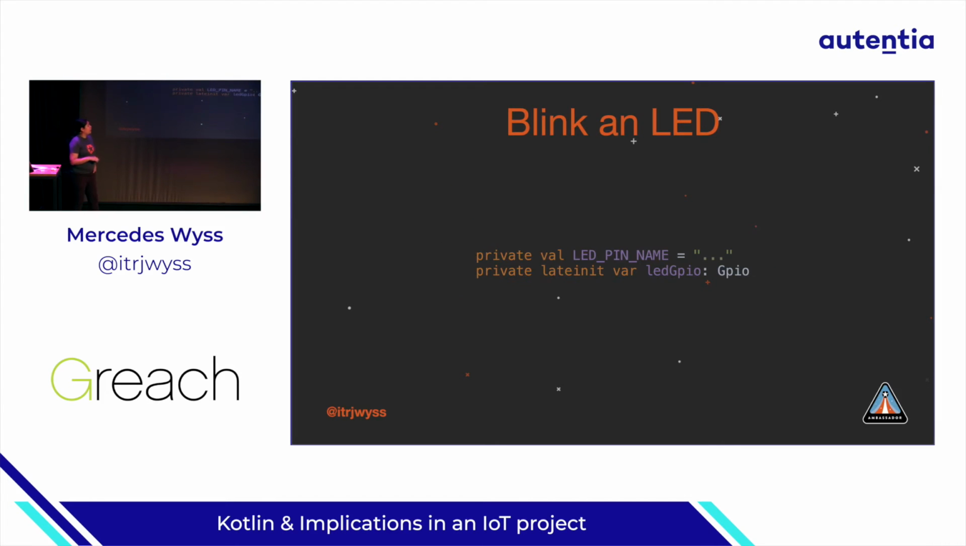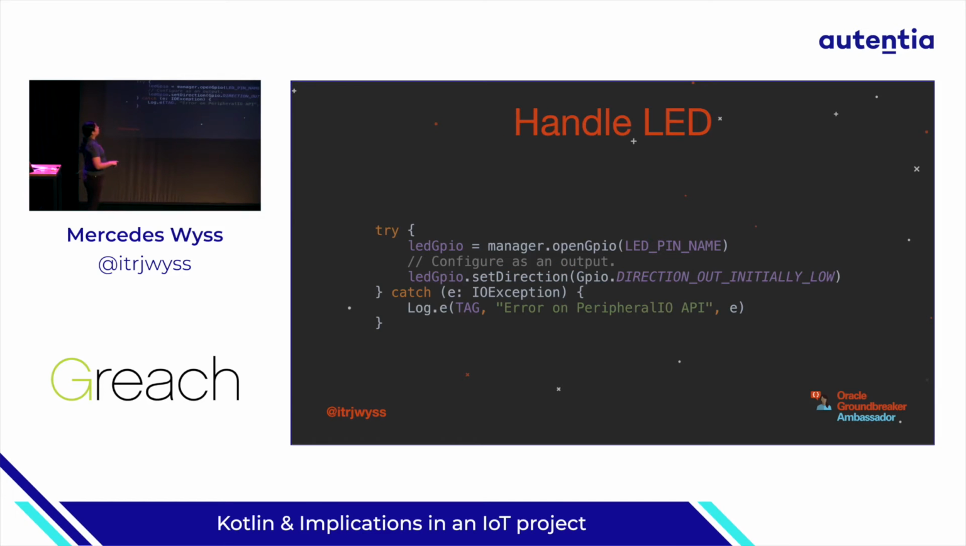Now we will talk about how I will send information to the LED. I will add these two variables. So I will have the name of the GPIO where I will send the information to the LED, and I will define a GPIO for my LED. Now I will add to the onCreate method. So again, with the manager, I will open the GPIO, and I will put the direction as out, but with low power. So I only will turn on a LED.